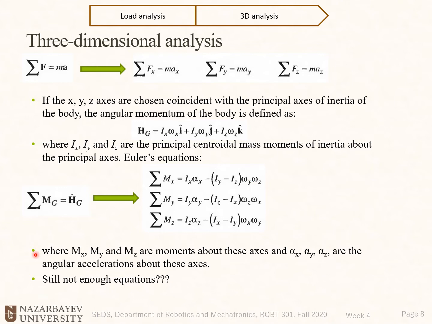Okay, so Mx, My, and Mz are moments about these axes, and alpha x, alpha y, and alpha z are the angular accelerations about these axes. So for example, omega x is angular velocity around the x-axis, alpha x is angular acceleration around the x-axis. Where does this come from? Again, please refer to statics and dynamics books.